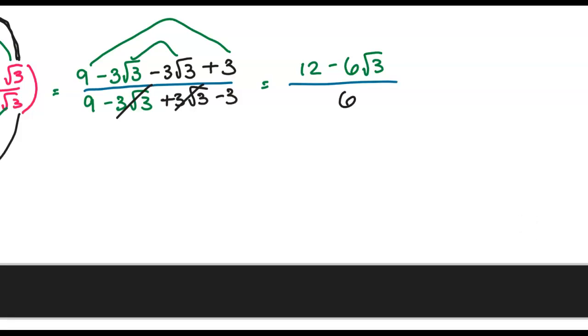2. Bigger. 2 minus 6. Right. 6 goes into all 3. Right? So this is a 1, this is a 1, this is a 2. We end up with 2 minus root 3, and we're done.